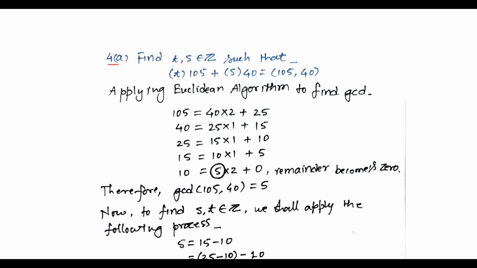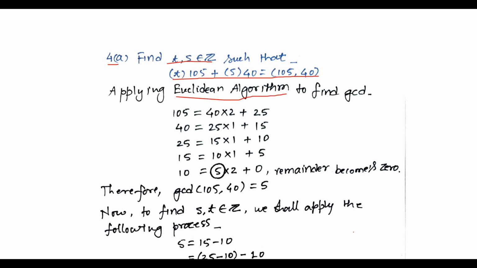I am here with a series of lectures in order to give you solutions of the term end exam December question paper 2023. So let's start with question number 4a. Find t, s belonging to Z such that t times 105 plus s times 40 equals GCD of 105 and 40. Applying the Euclidean algorithm to find the GCD.